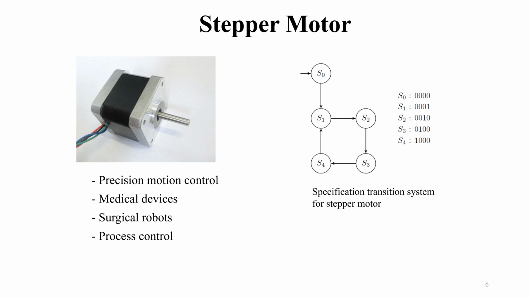Here we are going to use the example of stepper motor, which is basically an electric motor. It is used widely in many applications. Its main feature is that it allows for precise motion control. So it is used wherever we need precise motion control, like medical devices, surgical robots, process control, etc. There are many safety critical applications of stepper motor, and the number of applications continue to grow.